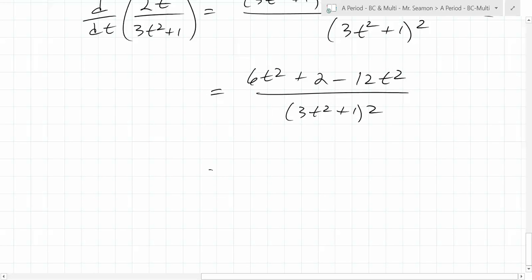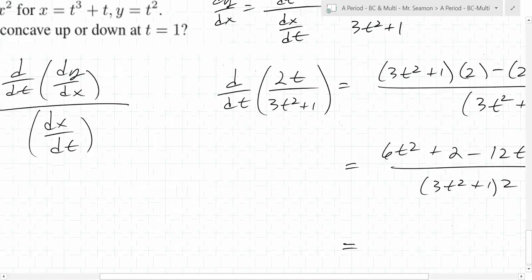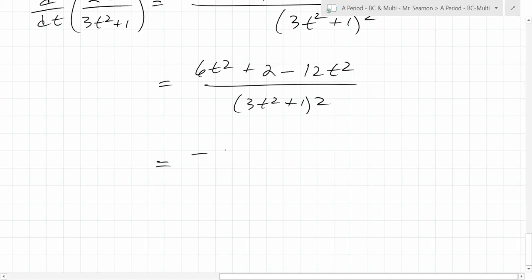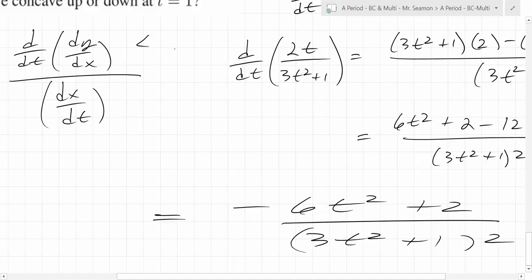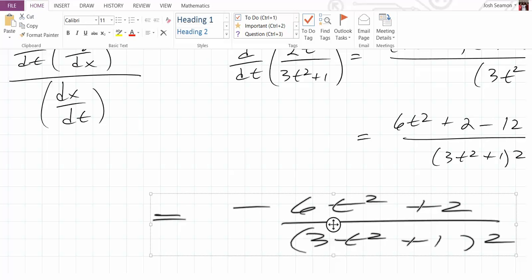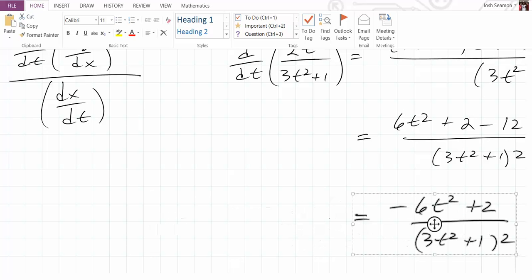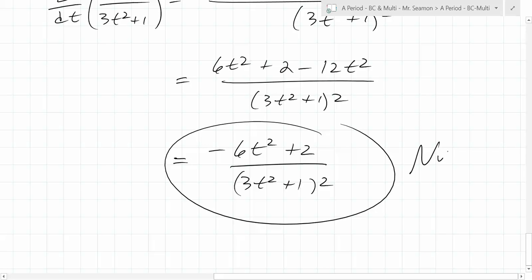You just need to find out if it's positive or negative. I understand, but for this one it says find it. So what is it? Negative 6t squared plus 2 over 3t squared plus 1 squared. So we just found the numerator. Where did the terms go? They're both t squared, so it became negative 6t squared. So this right here is the numerator we were looking for.